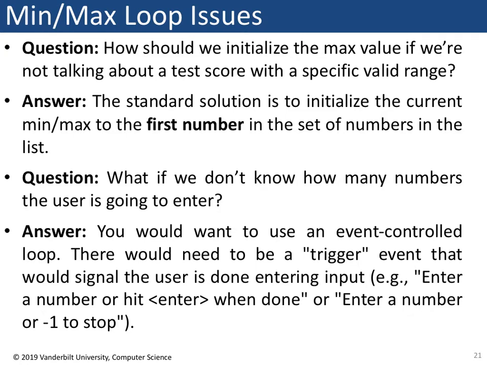If we don't know how many they're going to want to enter, then instead of doing a count loop, we really want to do an event loop. And in this case, we would exit the loop when a certain event occurred. An example of this would be: enter a test score or enter -1 to exit the program. In this way, the user can continue to enter scores until they are done and they type in -1, and then it exits the loop and prints out the maximum.